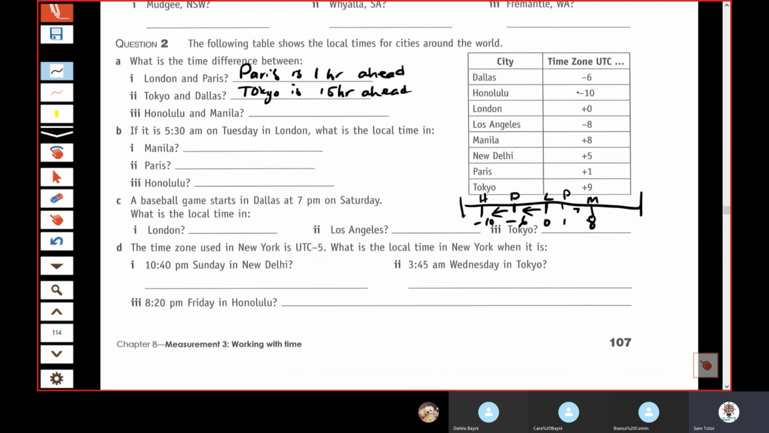Honolulu and Manila. Again, Manila is -10 to +8. Any questions?